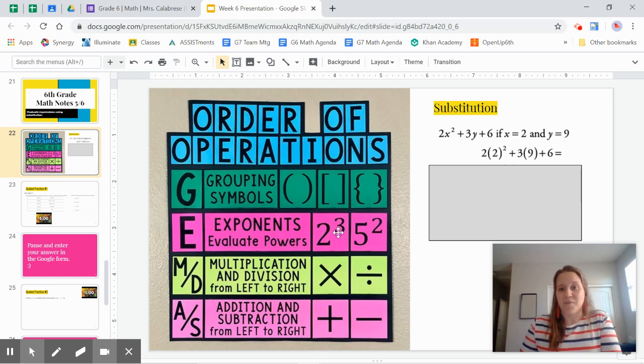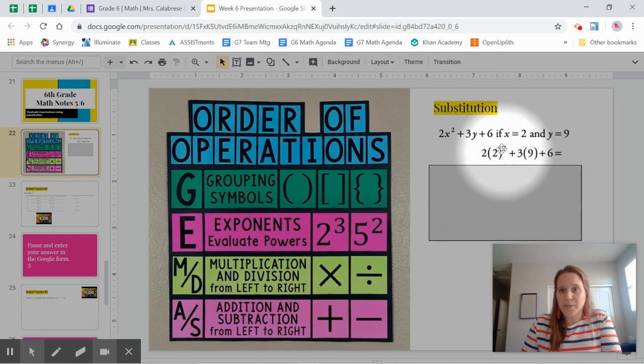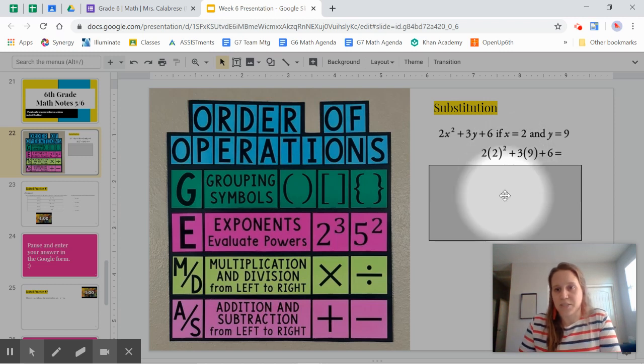I do have an exponent. This exponent does only apply to the number immediately next to it. So the 2 in parentheses here is being squared. I'm not going to multiply and then do the exponent. I'm just going to do the exponent first. So that's the very first thing, and there's only one exponent. So we're going to go ahead and simplify 2 squared. What is 2 squared? Yes, 4. 2 times 2 is 4.